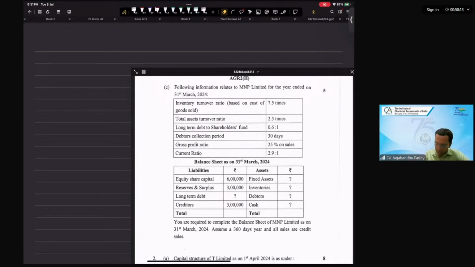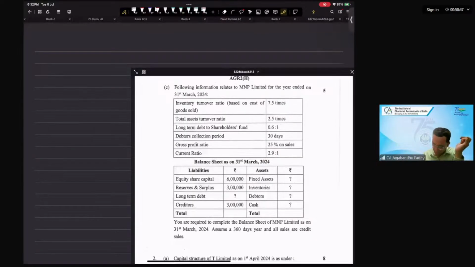Now, inventory turnover ratio is based on cost of goods sold. We don't know the cost of goods sold. Total asset turnover will be based on sales, and we don't know the sales. Debtors collection period is given as 30 days. Long-term debt is given as 0.6 to 1. Gross profit ratio is 25% of sales. Current ratio is 2.9 to 1. So how do we get all these numbers?